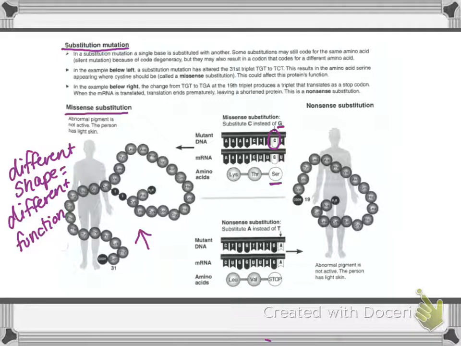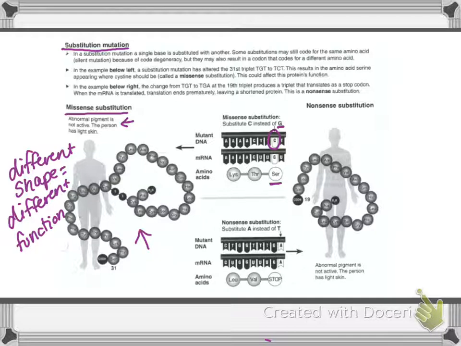So we call this a missense mutation or a missense substitution because our protein doesn't make sense. So in this case, this abnormal pigment isn't going to produce the same melanin, and as a result, it won't have a dark skin color to prevent against UV radiation. This person with this mutation would have lighter skin color.